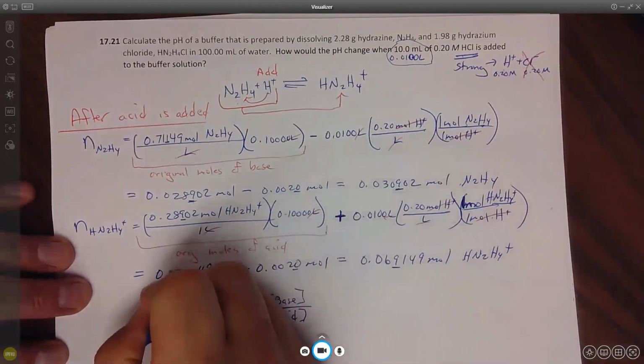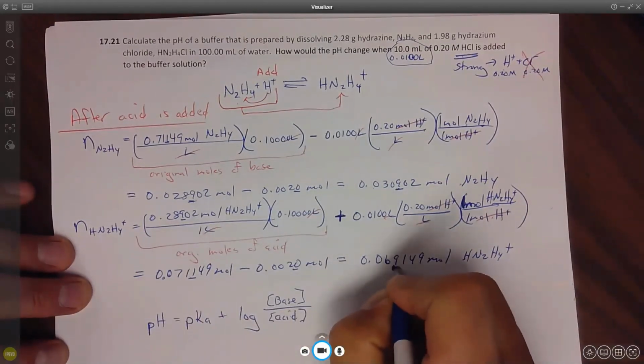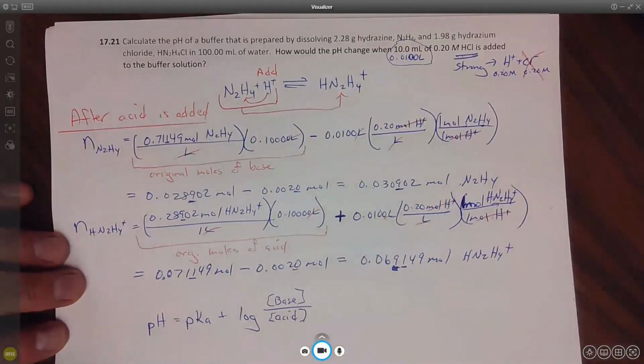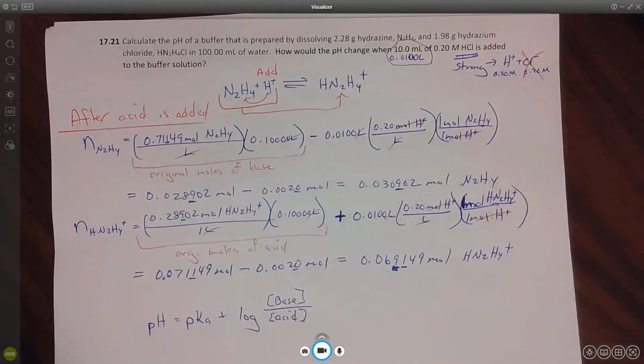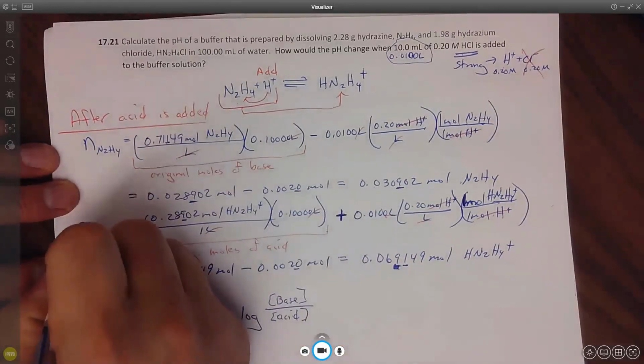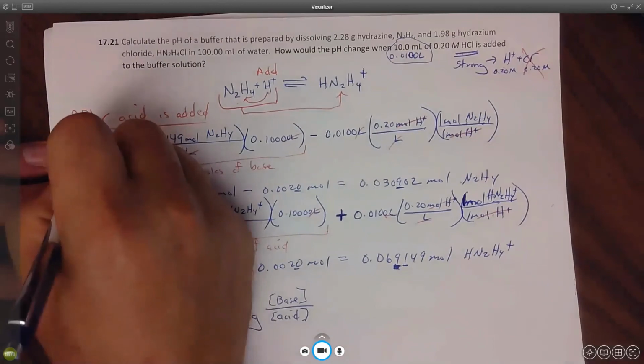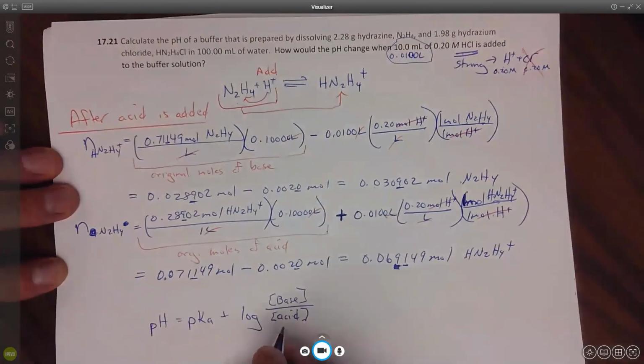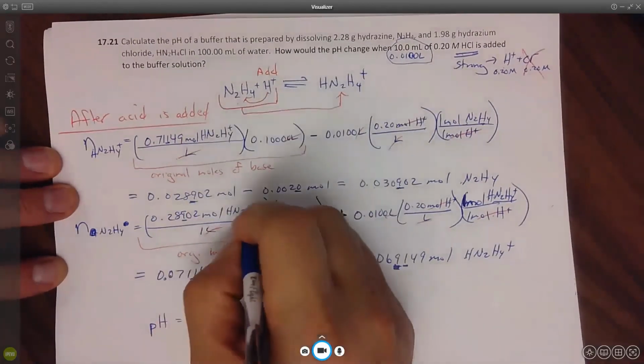Now I forgot a 0. The moles of base and moles of acid, I think the intermediate step is switched, because the original moles of base wouldn't be 0.0289, it would be the 0.071149. Does that make sense? Yeah, I'm sorry, you are correct. I did flip them. So this whole calculation is for that. Sorry about that.